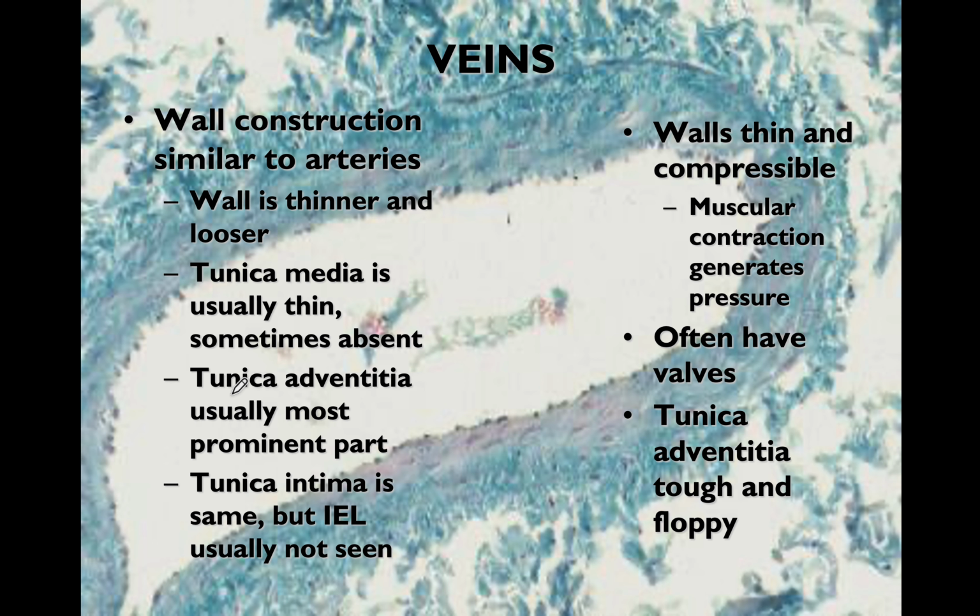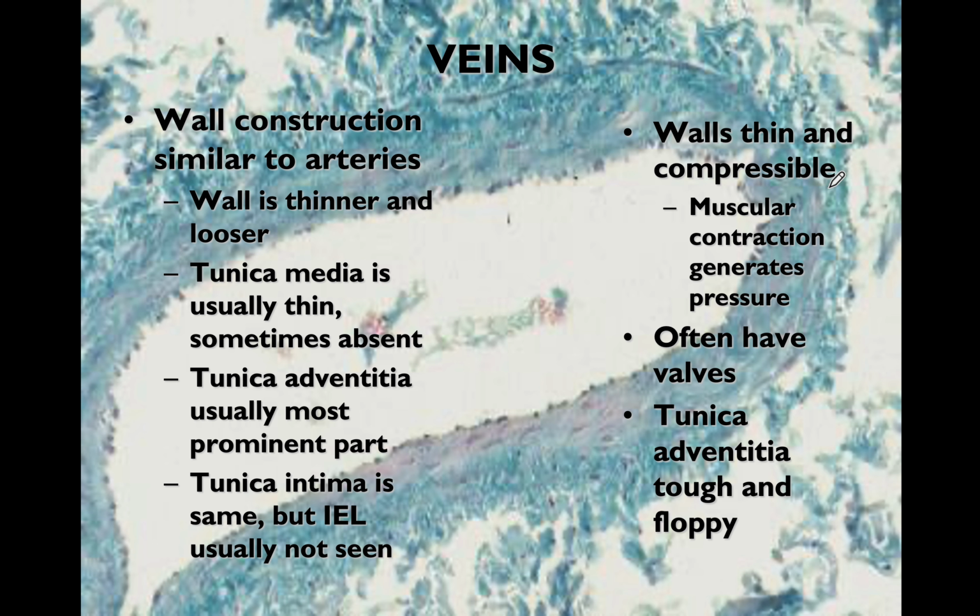Now I'm going to talk about the veins. The veins have a wall construction similar to the arteries, but the wall is thinner and looser. Tunica media is usually thin. This is the most important thing. The tunica media is thin and sometimes absent. But one feature is that the tunica adventitia is the most prominent and well developed. Tunica intima is the same as the tunica intima of the artery, but rarely can the internal elastic lamina be seen.